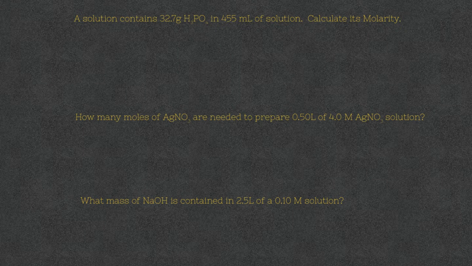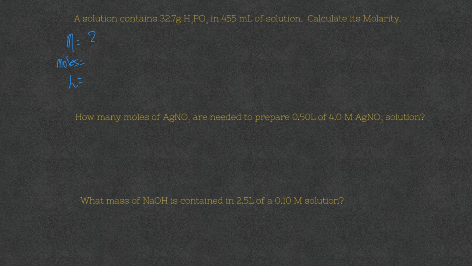So the first one here, a solution contains 32.7 grams of H3PO4, which is phosphoric acid, in 455 milliliters of solution. Calculate molarity. I try to organize my thoughts ahead of time, so I put my variables on the left side. I say molarity is equal to, moles are equal to, and liters are equal to. And then I go back to my story problem and fill in my blanks. Molarity, you get the question mark because that's what I'm solving for.